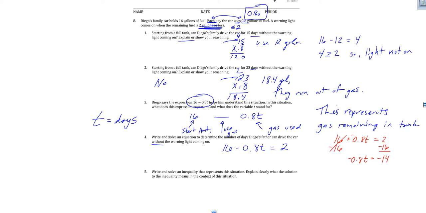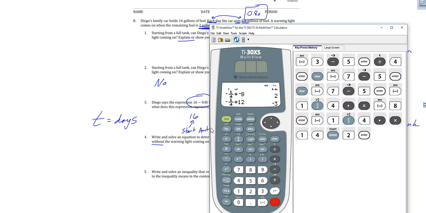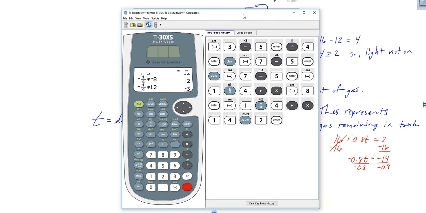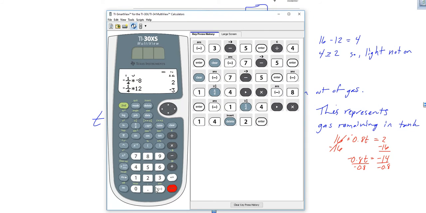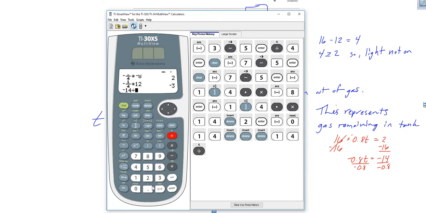And to find our answer here, we have to divide both sides by negative 8/10. And when we do so, we will find our answer. So I'm going to go to my handy dandy calculator here, and I need to do negative 14, which is how much gas we got to use. Oops, negative 14, no 0 there. And we're going to divide that by negative 8/10. There it is. So 17.5 days.